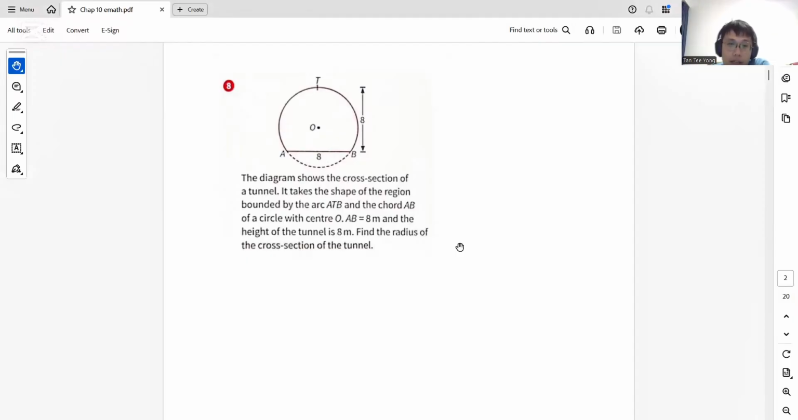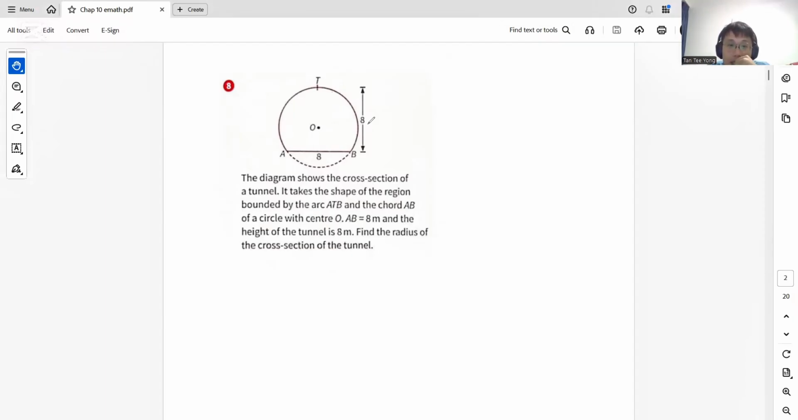Okay, guys, so let's take a look at question 8 together. There's a diagram over here, and it says that the cross section of a tunnel takes the shape of the region bounded by the arc ATB, so this is ATB, and the chord AB. So that means the tunnel is actually here. This is the cross section of a tunnel, as I have shaded in black.